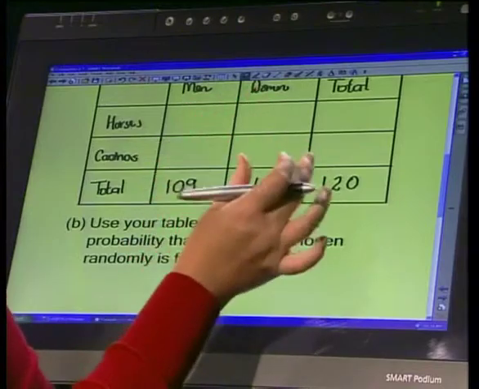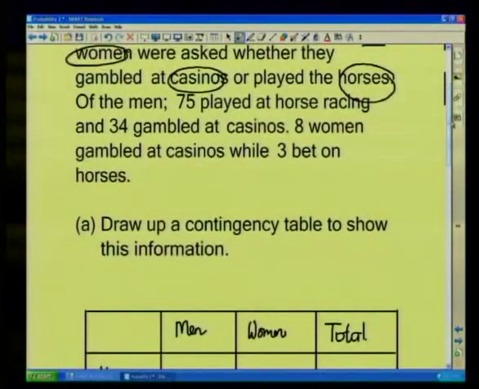So go back and check. Right, so 109 and 11 adds up to 120, so that's perfect. We know that we've done that part right. And then it said, of the men. Okay, so we're looking at the men's row or column, depending on how we've drawn up our table.